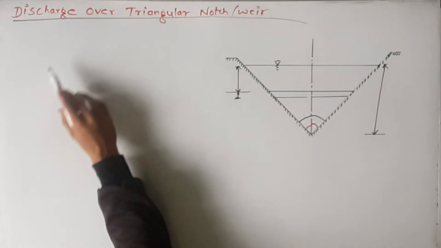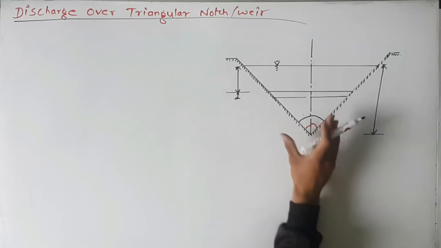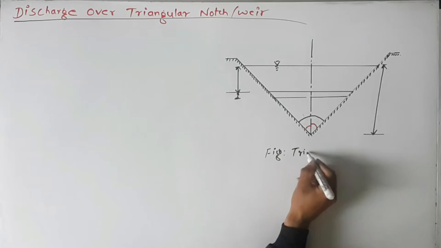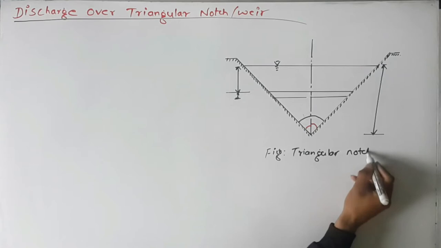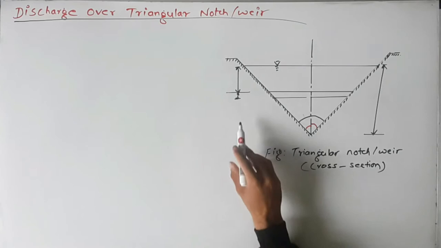You can see the discharge over a triangular notch on the board. I am going to derive an expression for the rate of flow through the triangular notch. Here is the figure of the triangular notch, where you can write your figure name. It is a cross section. Here is the free surface of water.